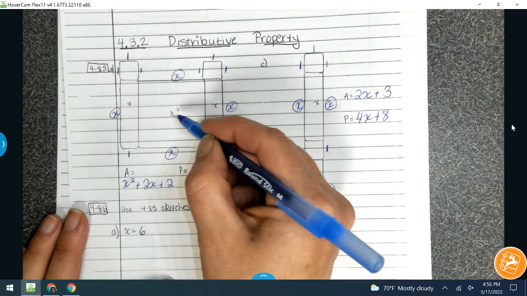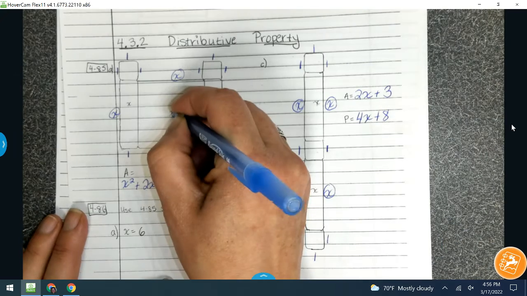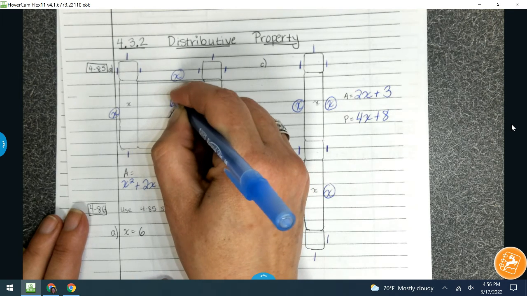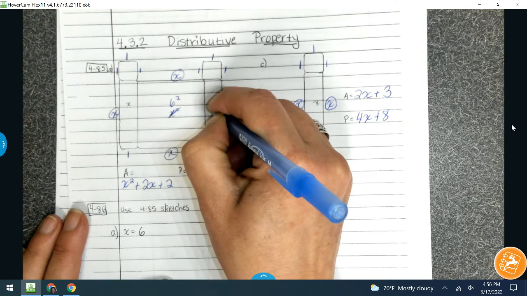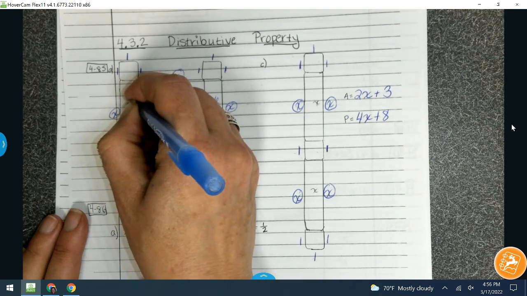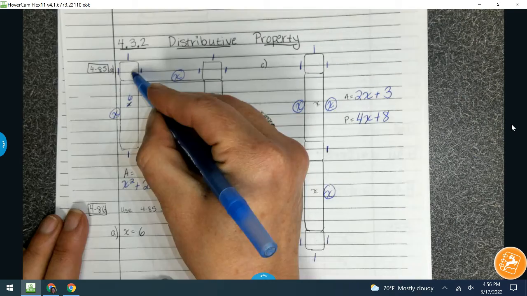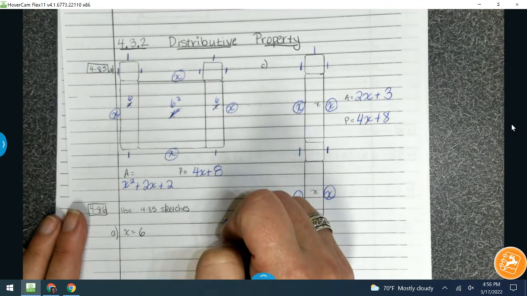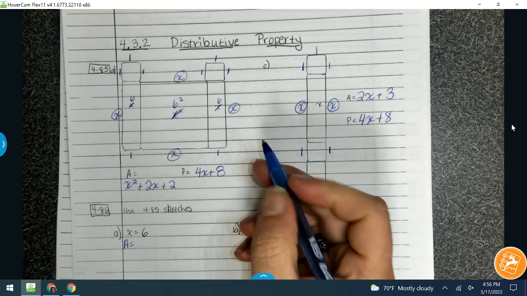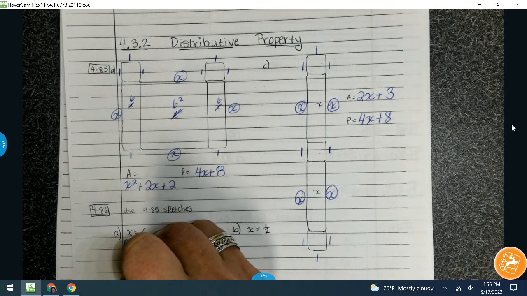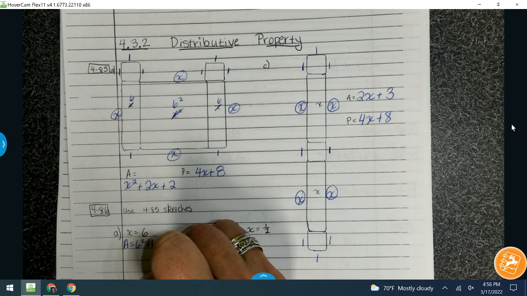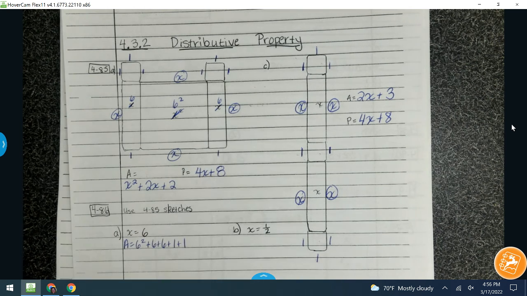Right here for this one, for my area, I'm going to change this x squared into 6 squared. My x is going to become 6. This x right here is also going to become 6. And of course, my unit tiles do not change. So my area is now equal to 6 squared plus 6 plus 6 plus 1 plus 1.